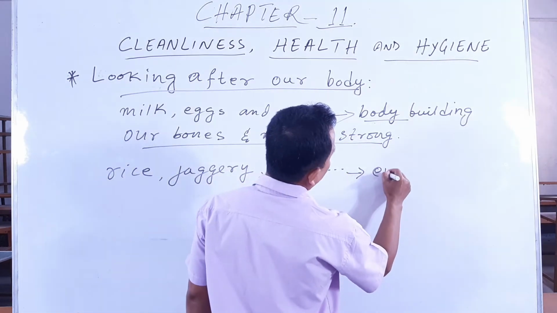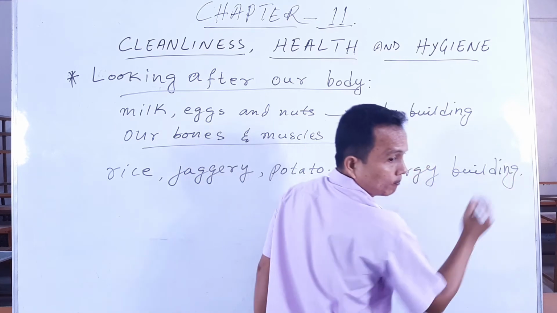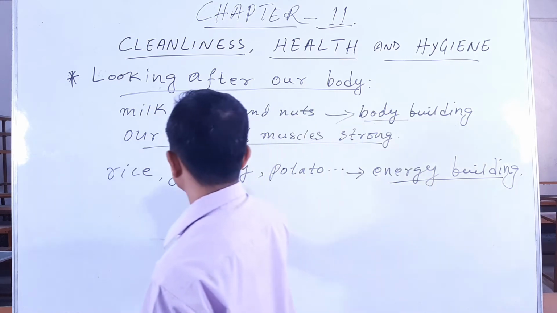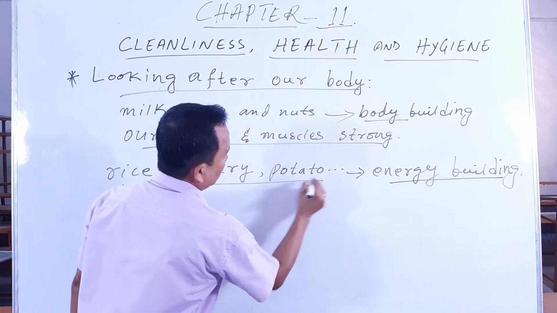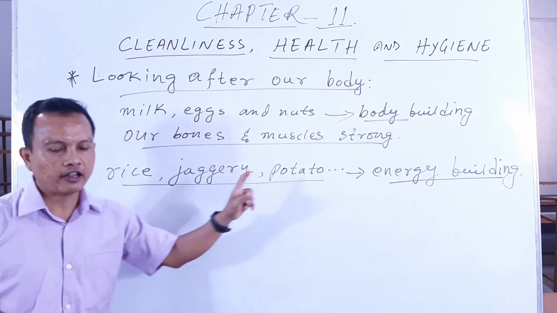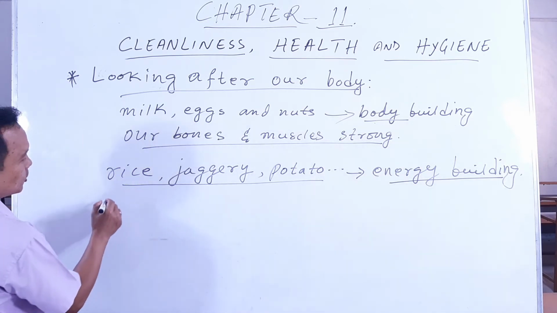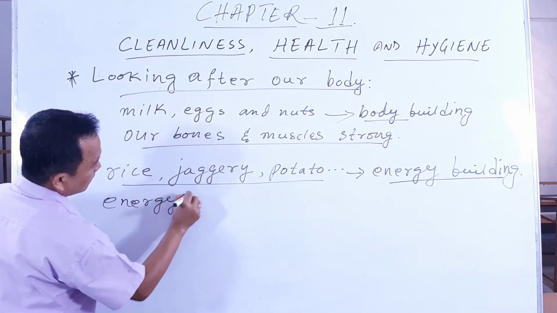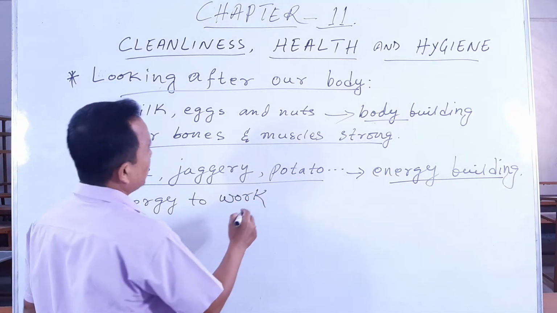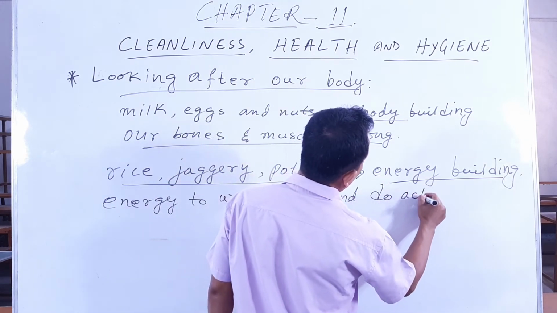This is energy building. Energy building food. When you eat this rich food of rice, jaggery and potato, it gives you what? It gives you energy to work, play and do activities.